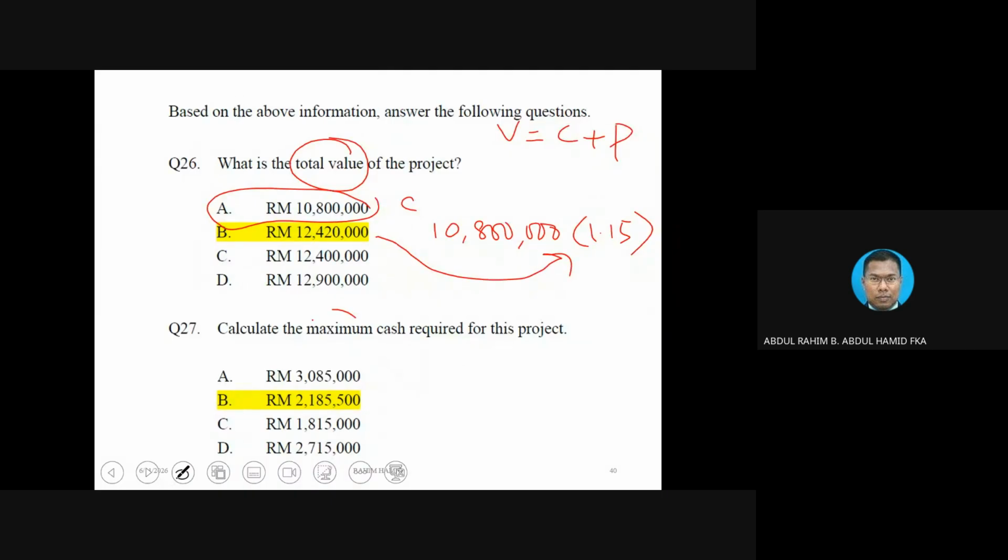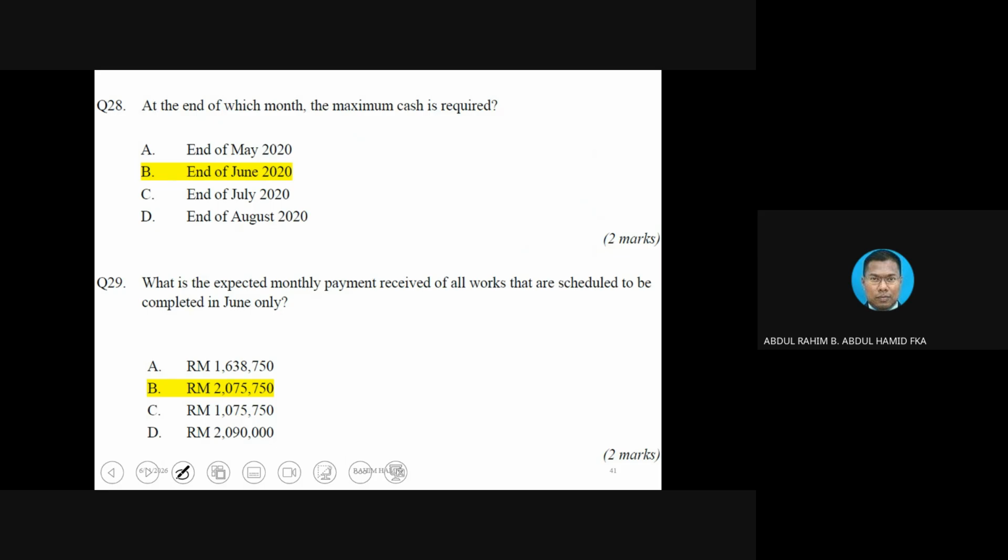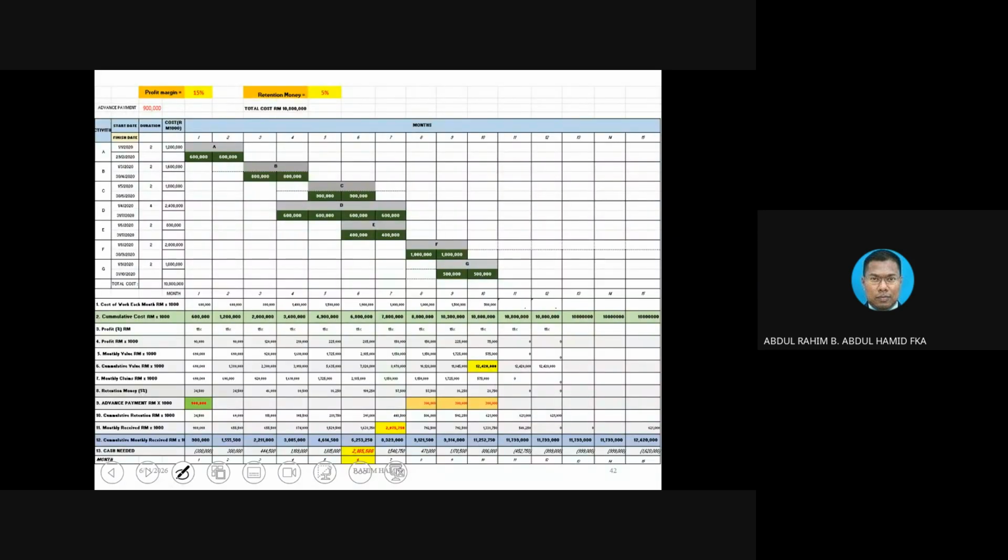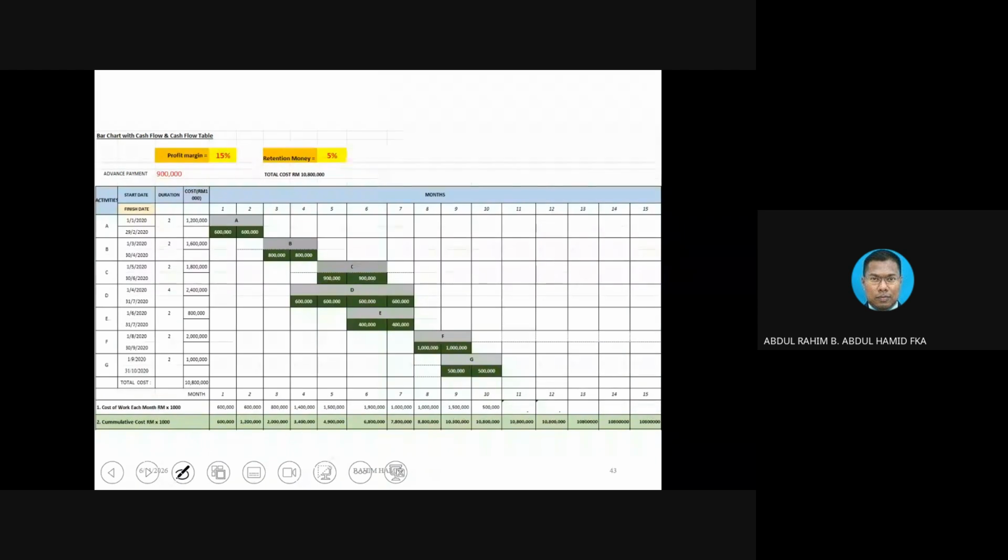Okay, now the question is asking about maximum cash. Again, which month? And then monthly payment received on June only. Okay? So first thing first, you need to establish the what we call bar chart. Okay, this is the bar chart based on cost.